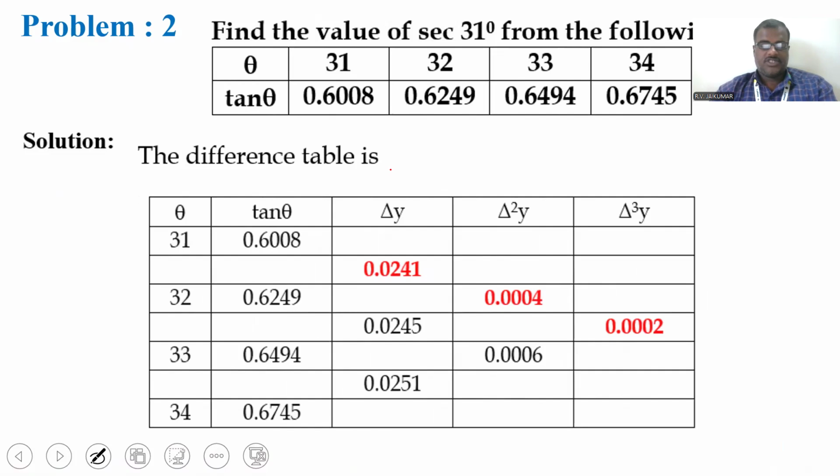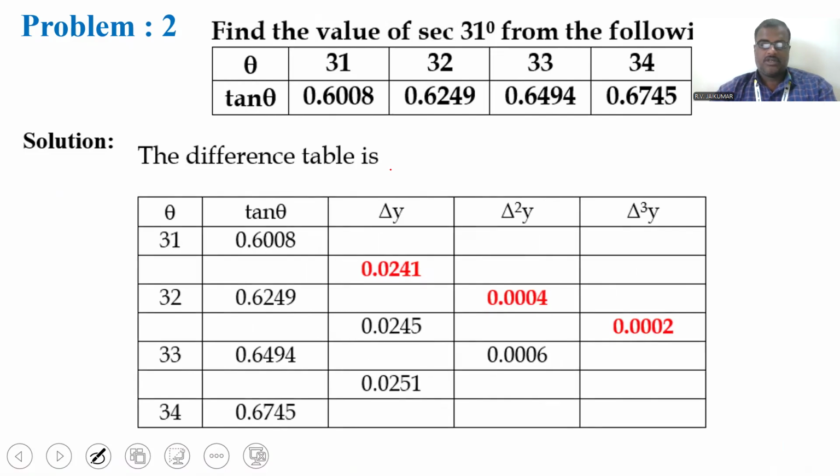Okay, go for the difference table. First you have to write the first two columns, which are given in the question. Theta: 31, 32, 33, 34. Then the tan theta value, which is y actually: 0.6249, 0.6494, 0.6745. Go for the forward difference.